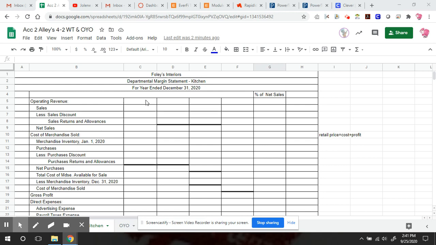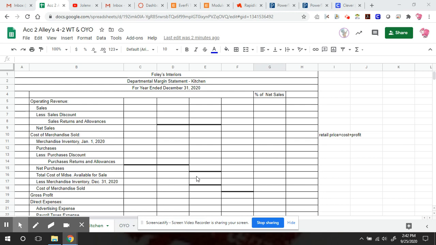I set the document up like what you would see on page 109 of your textbook. I sent you the adjusted trial balance for this problem, and it has a lot of the numbers you're going to need. I emailed you the January 1st merchandise inventory dollar amount. As we go through this, I'll show you on the trial balance where you're finding these numbers, and you can follow along in the book.